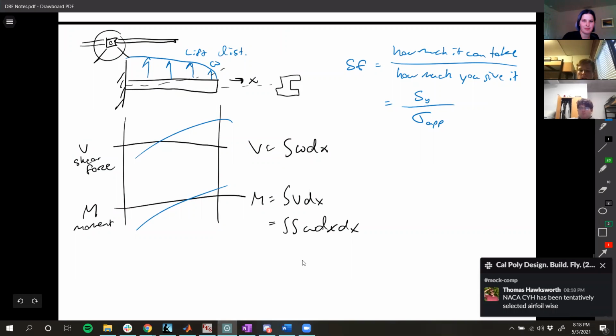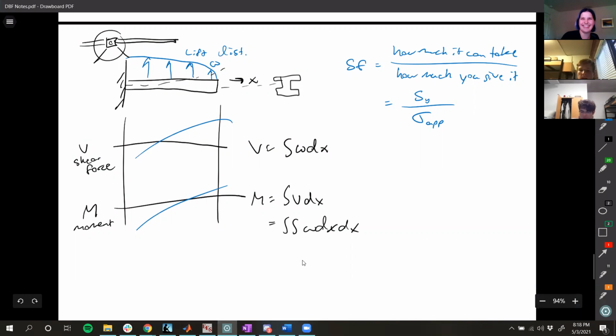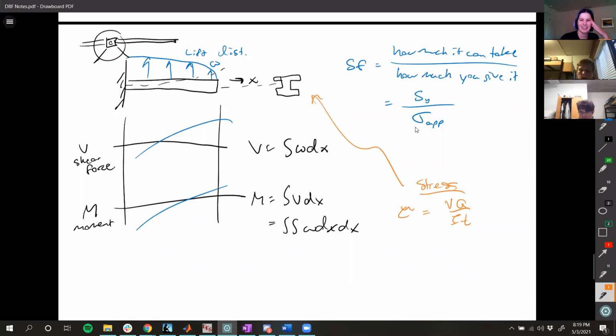There's something that has to do with the force, or how much weight you have. So the stress on this beam: we have shear stress, tau, equals VQ over IT, and this is shear. This I is the area moment of inertia, if y'all took statics.